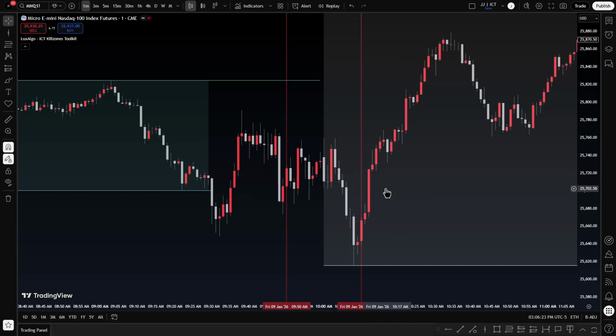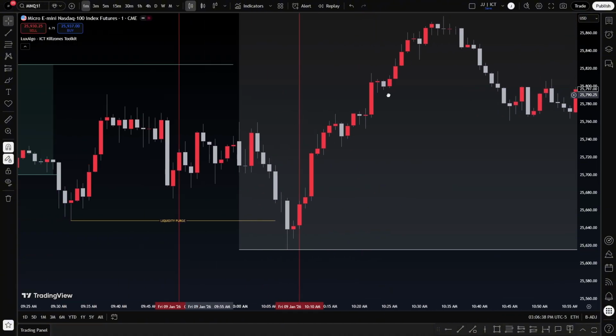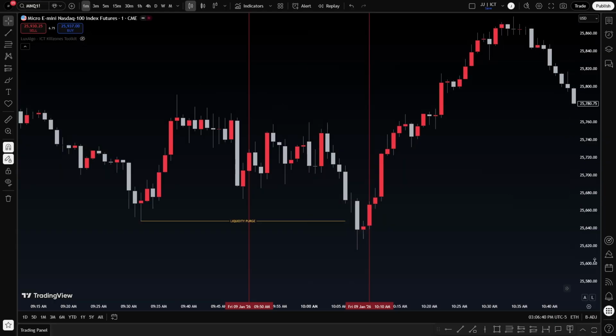They were the complete opposite. But what happened during this macro is it sought liquidity. This point of liquidity right here, which was the 9:30 opening, that low right there. So this would be sell side liquidity right there, which we can mark as a liquidity purge. Notice, pay attention to what's happening here. Let me turn off the kill zones.